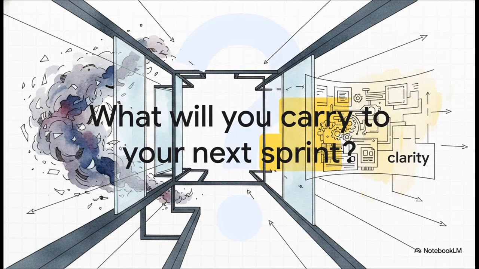As we wrap up this explainer, I really want to leave you with a final thought. You've seen the frameworks, the rigorous breakdown, and the common traps that catch so many teams off guard. So how will you apply these rigid boundaries to your very next sprint planning to transform executive chaos into engineering clarity?